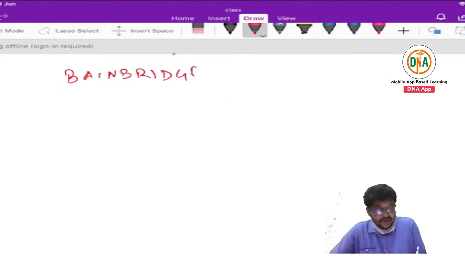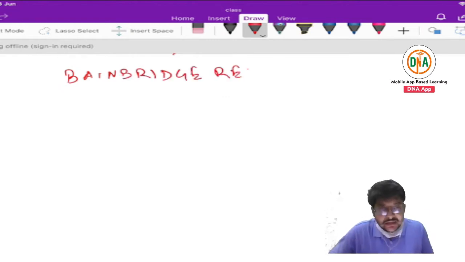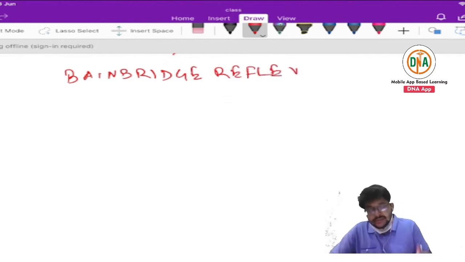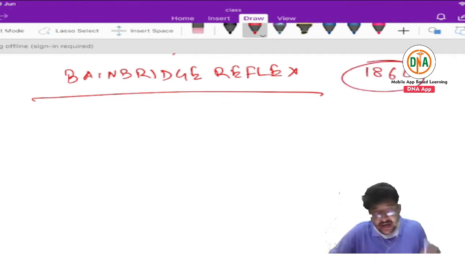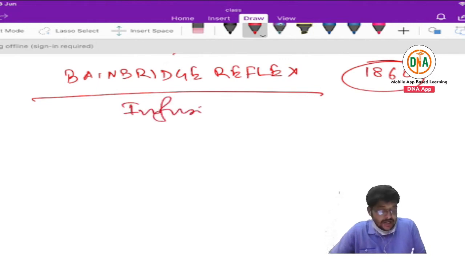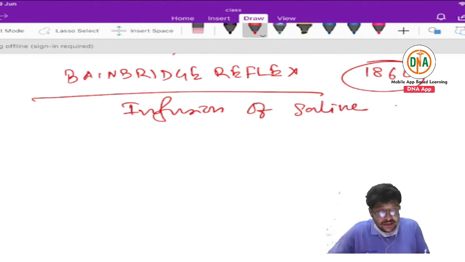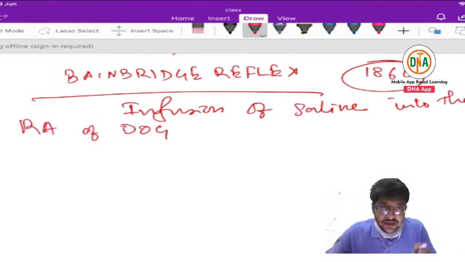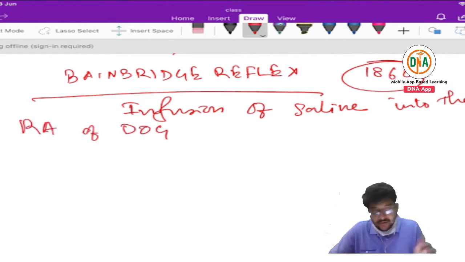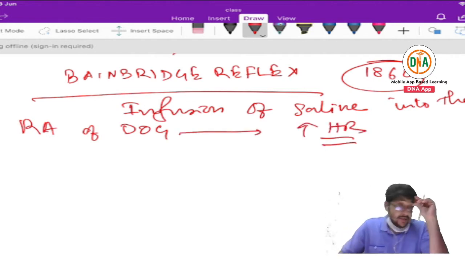Then there is the Bainbridge reflex. We will come one after another. The Bainbridge reflex was basically discovered back in 1860, with the infusion of saline. Suppose we infuse saline or water or blood into the right atria of a dog. It was done in an experimental animal. Infusion of saline in the right atria of a dog will lead to an increase in heart rate. So that is the Bainbridge reflex.